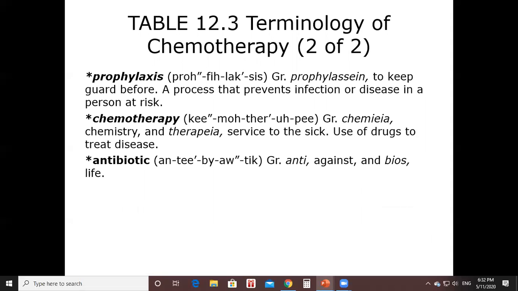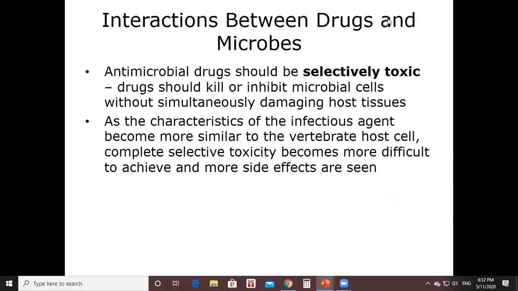Prophylaxis, to keep guard before, so a process that prevents infection or disease in a person at risk. Chemotherapy is use of drugs to treat disease. Antibiotic is against life. More specifically, antibiotics are against microbial life. So antimicrobial drugs should be selectively toxic. They should only kill or inhibit microbial cells without damaging host tissues. So this is an important point.